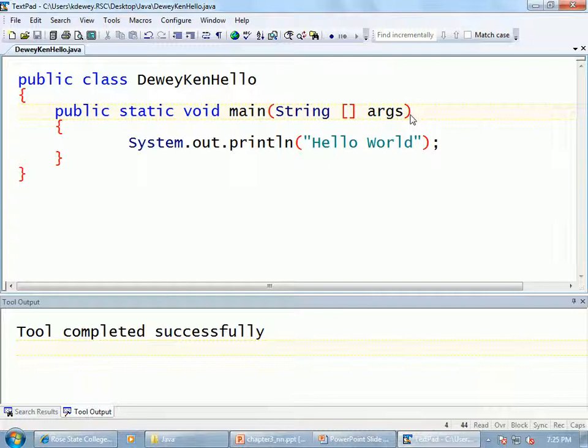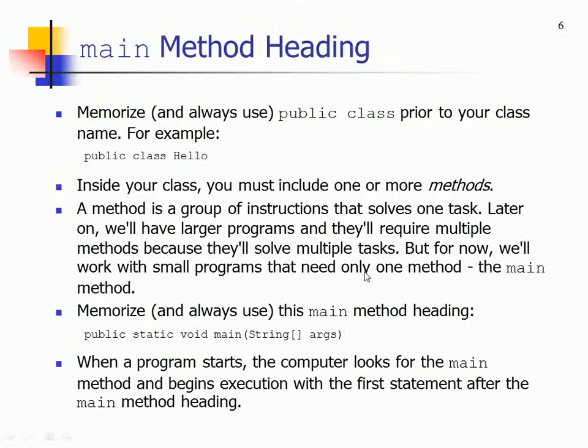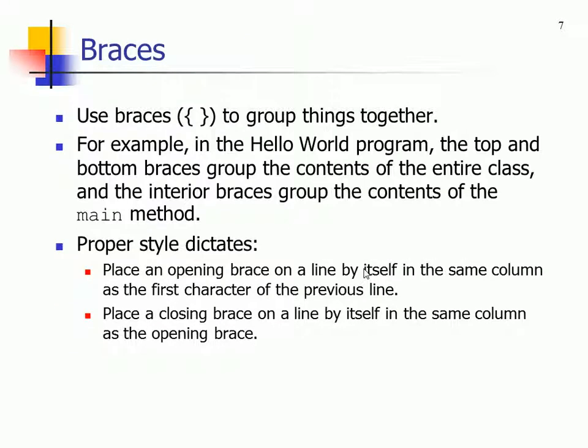Okay? Public static void main string square brackets args. And we're going to talk about those. All right. So memorize and always use the main method heading as below. Okay? So when the program starts, it looks for main, which we already talked about. You need that. Okay. Braces.